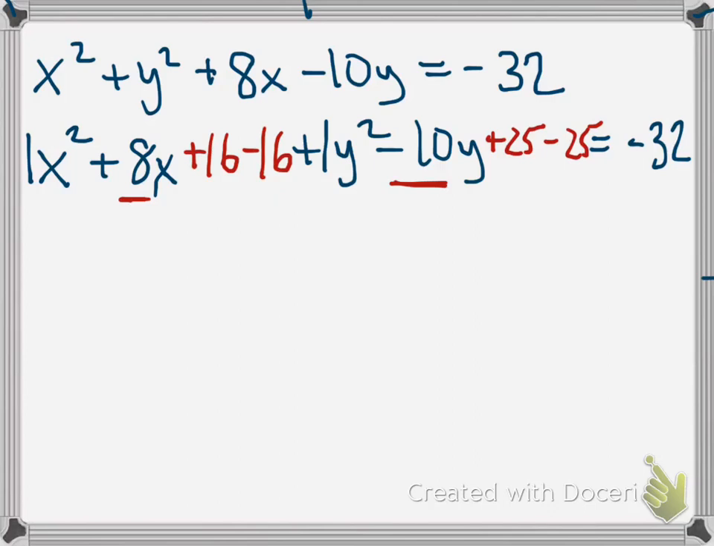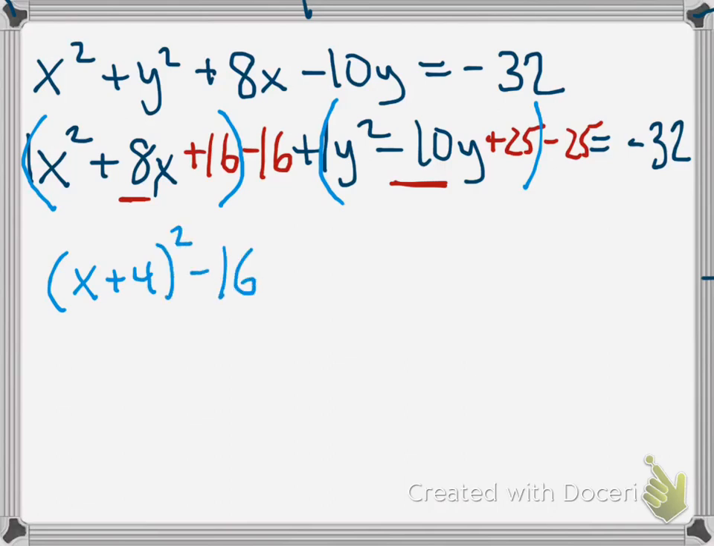So again, I'm going to take the first 3 terms here and then the first 3 terms for the y's, and I'm going to factor them. And they're going to factor in the same way that the other examples factored. I'm going to use x, and then I'm going to take half of that 8, which is plus 4, and then I'm going to square that. I still got this minus 16 roaming around here that I've got to deal with in a moment.